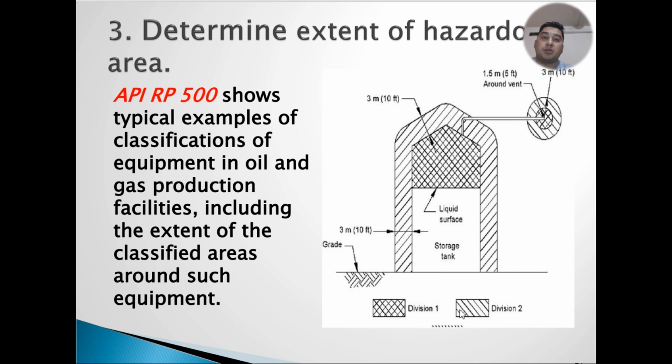So these are Division 1 and Division 2. This is Division 1 because this is the tank, and it is inside the tank where the hazardous material will remain always. And this is Division 2, where any release can happen if there is any leak or any release.